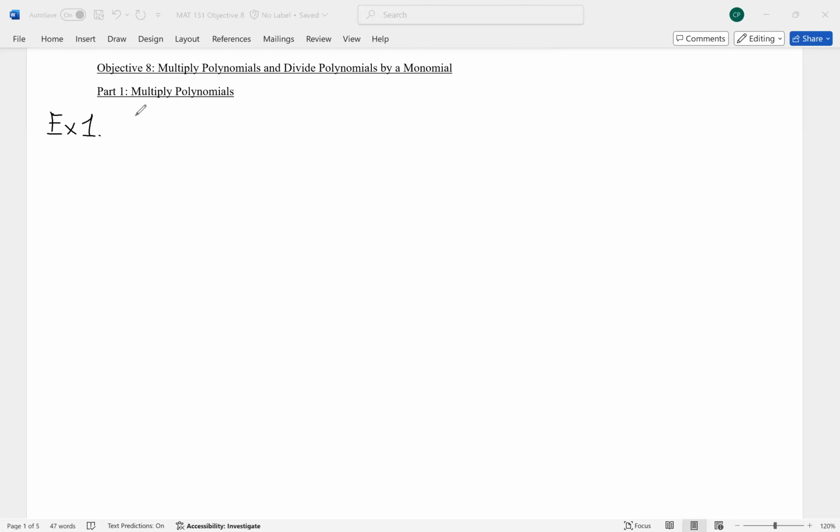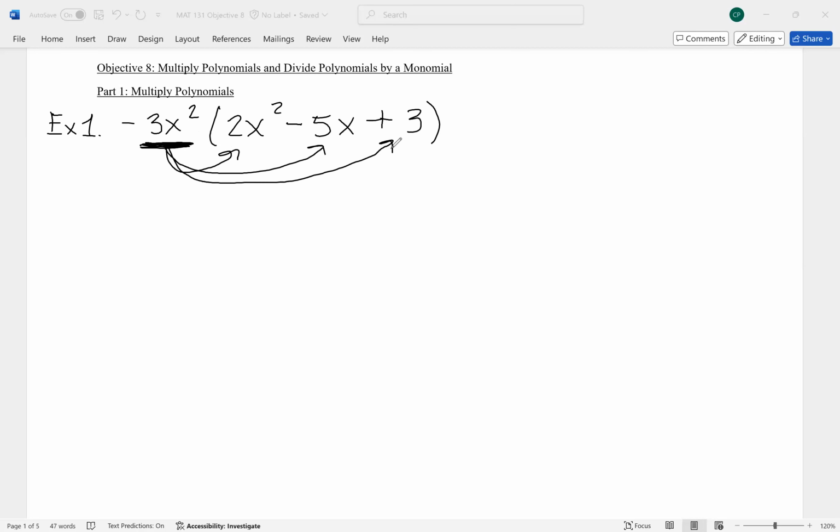And this is when we have just like negative 3x squared times a polynomial. Okay. So we got a monomial multiplied by a trinomial. Okay. So when we have a problem like this, what we want to do, this monomial in the front, we want to multiply it by each term inside of the trinomial, okay?